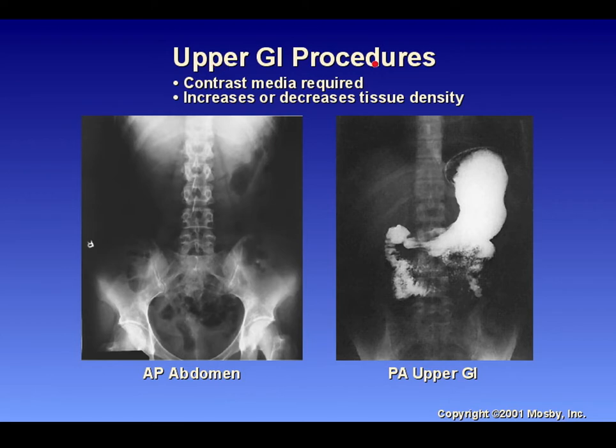So upper GI procedure, contrast media is required depending on what you're doing, what kind of contrast media you're going to use. It increases or decreases tissue density just depending on what you use. So here's your AP abdomen, and here is your PA upper GI. So PA, you're imaging this PA for an upper GI because everything that you're imaging is more anterior. So you want that closest to the image receptor, so that's why you're going to image that patient in a PA position.